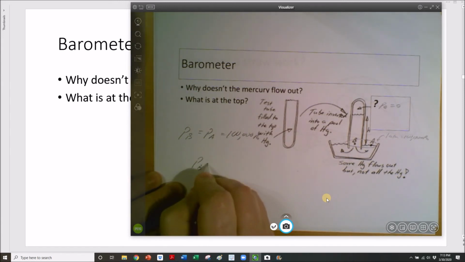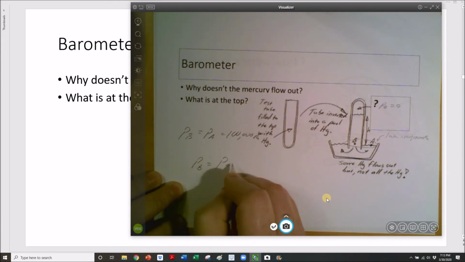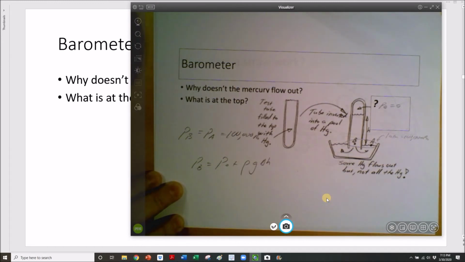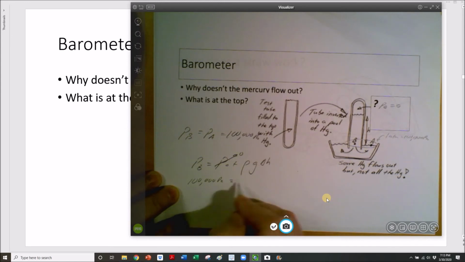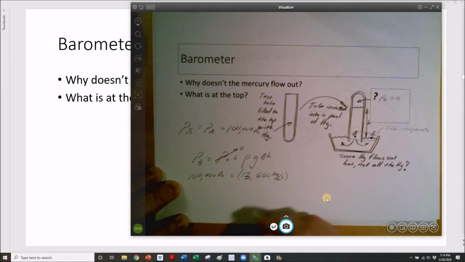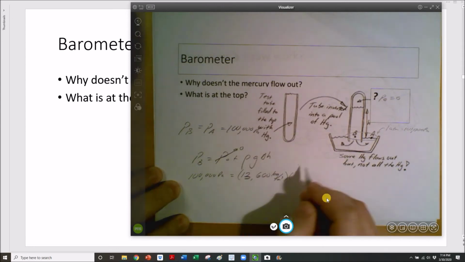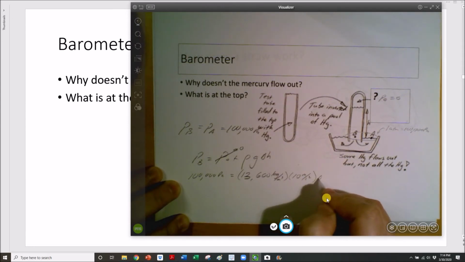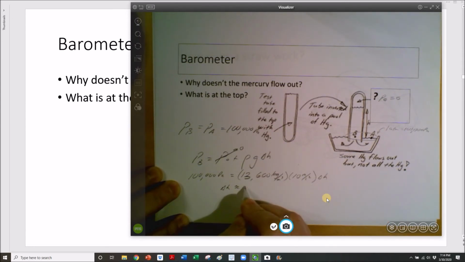So the pressure at B also has to equal the pressure on top plus rho G delta H. Well, the pressure on top is 0 because it's a vacuum. So you get 100,000 pascals must equal the density of mercury in this case. You can go back in the video and watch, or look it up online. It's 13,600 kilogram per meter cube. The acceleration caused by gravity is around 10 meters per second squared. Delta H. So delta H is going to be approximately 0.74 meters.